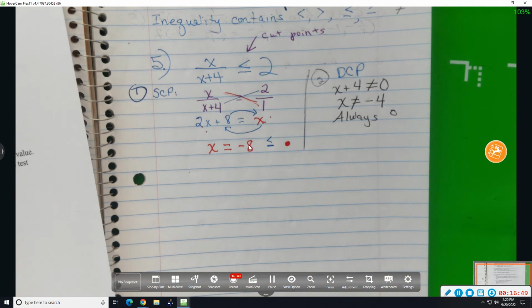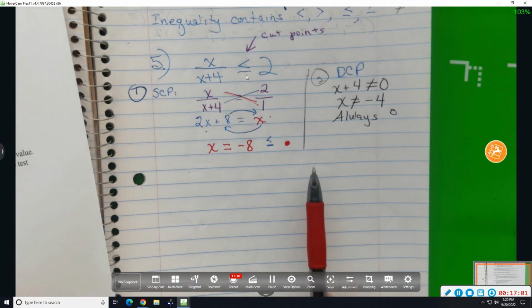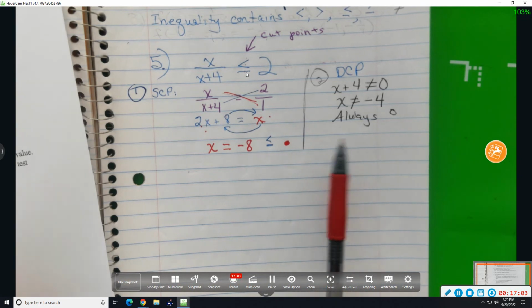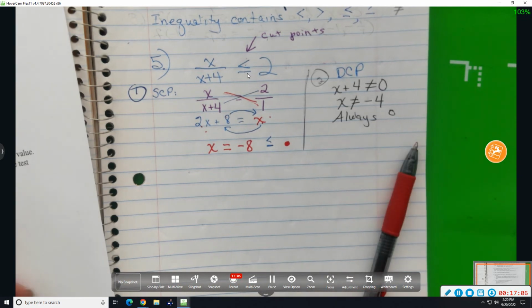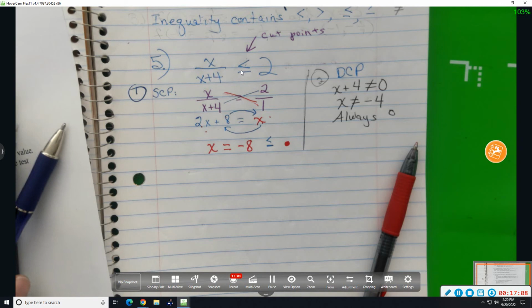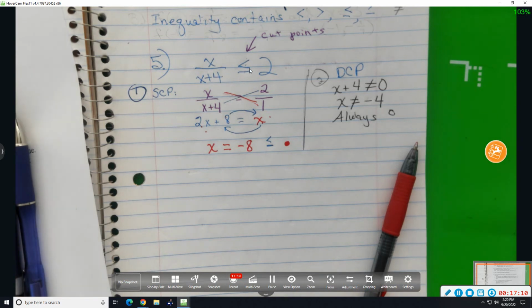Negative 8, if we plug negative 8 into the original problem, we'd get 2 is less than or equal to 2. As long as there's equality, the solution cut point satisfies the inequality. That's why we put a closed circle or shade it in when there's equality. If there were no equality, 2 is not less than 2, so you can't shade it in.